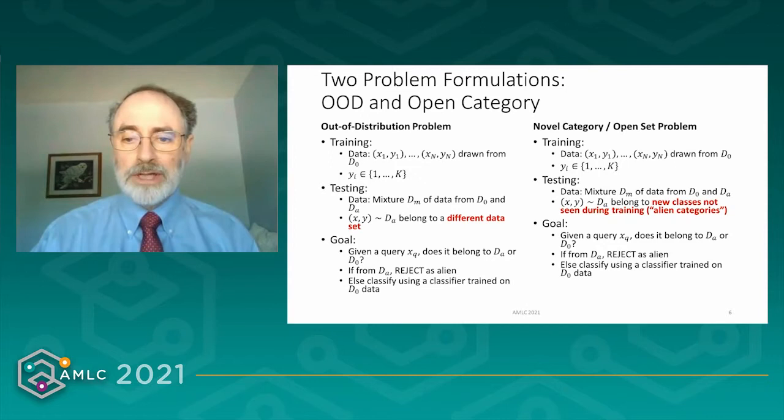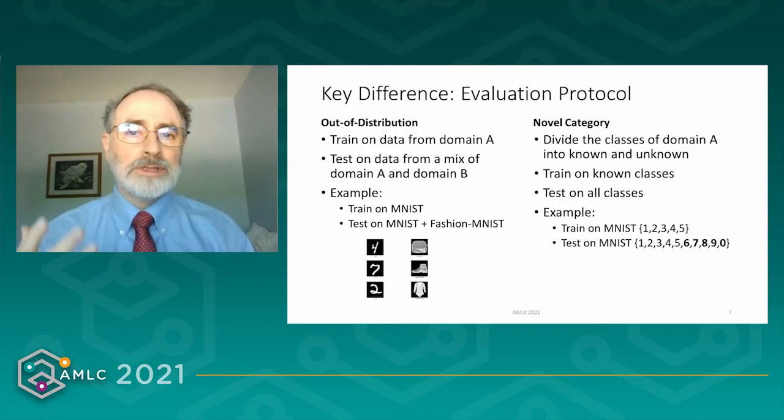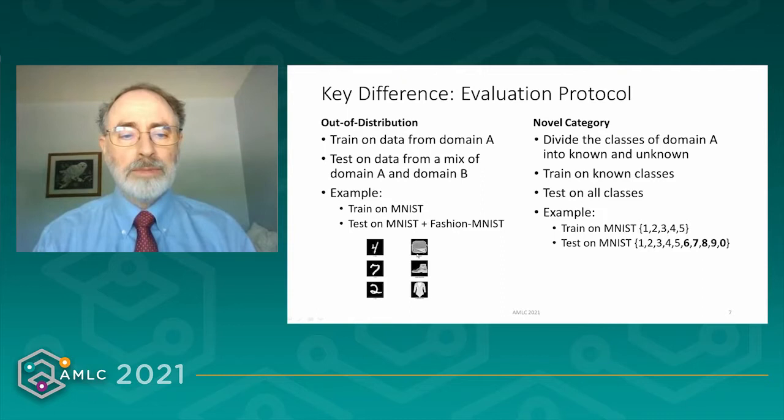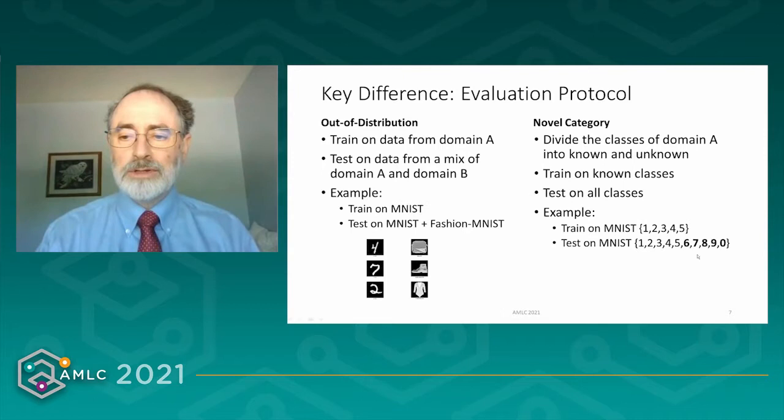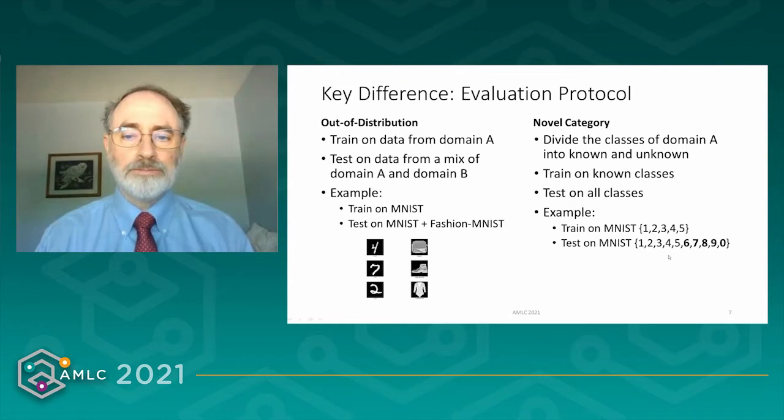And so, as I say, the difference is the evaluation protocol. The typical setup for out of distribution is we train on data from domain A and we test on a mix of A and B. And so we might train on MNIST and test on a mix of MNIST and fashion MNIST. Whereas in the open category or novel category setting, we will hold out, say, the digits 6 through 0, and we'll just train on digits 1 through 5 and then test on all 10 digits.